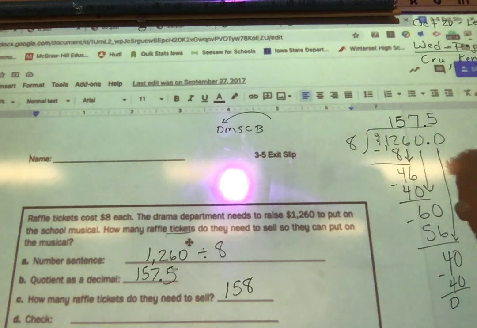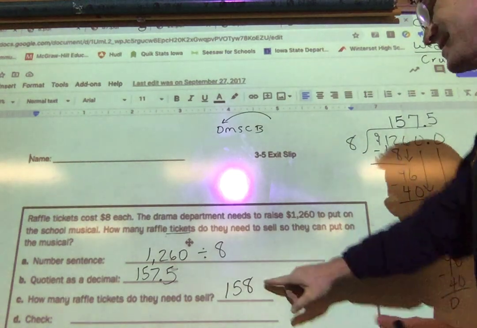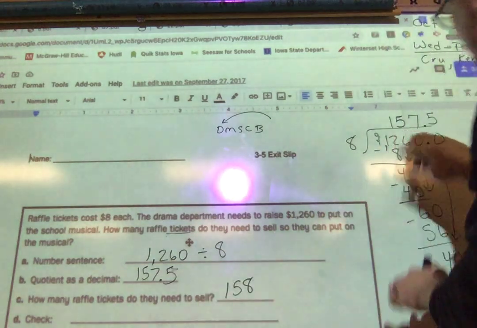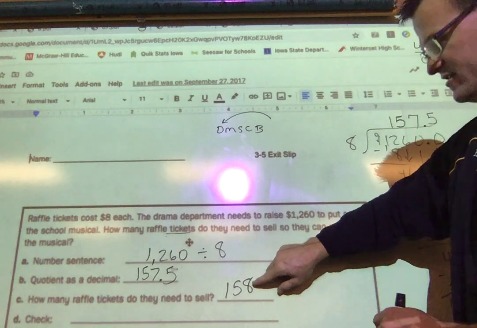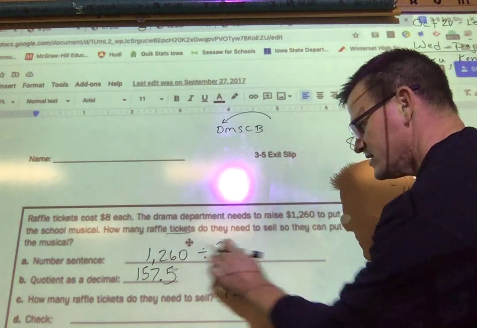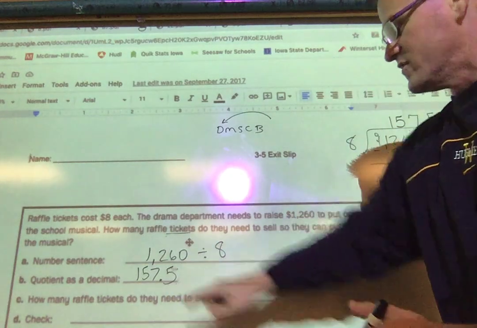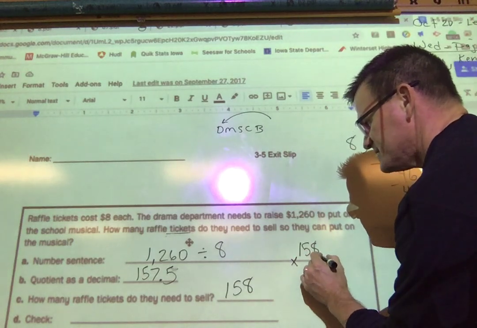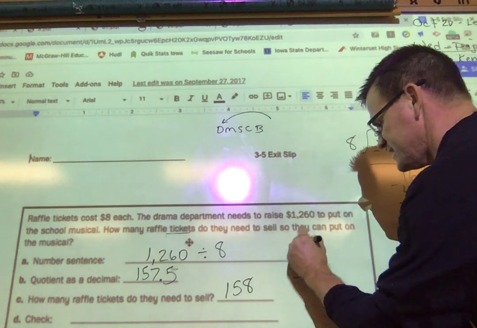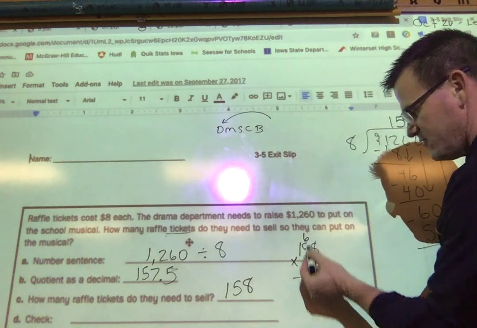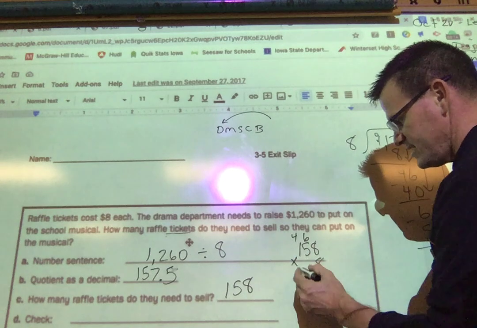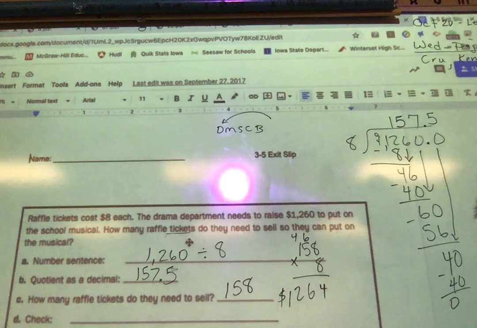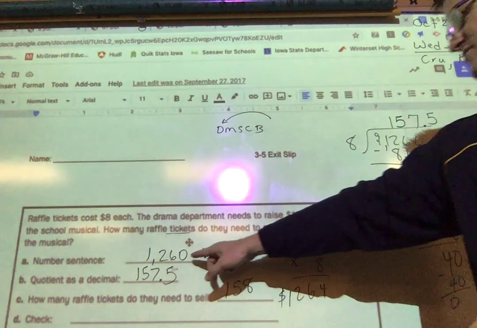Now it tells me to check it. In this case, I'm not going to use the 157.5. I'm going to take 158 tickets. If you multiply these two things, 158 tickets at $8 a piece, you should come back to your quotient. We should be a little over since this was a decimal and I'd have enough money. So 158 times 8 for my check step. 8 times 8 is 64. Carry my 6. 46. Carry my 4. And then 8 plus 4. And if I sell 158 tickets, I'm going to make $1,264. So that makes sense. I'd have enough, $1,260.